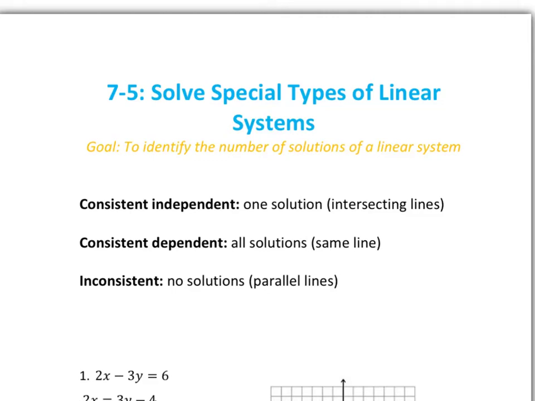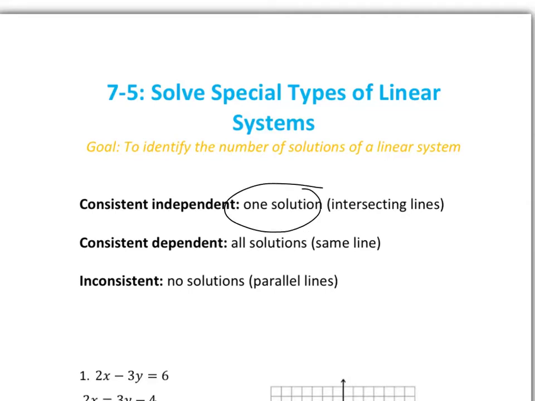Hey class, so today's lesson is going to be going over some of the special types of linear systems. So two equations that don't necessarily just intersect at one point, but some of them have all solutions and some have no solutions, and I'm going to go over that with you today. So everything we've talked about so far has always had one solution.